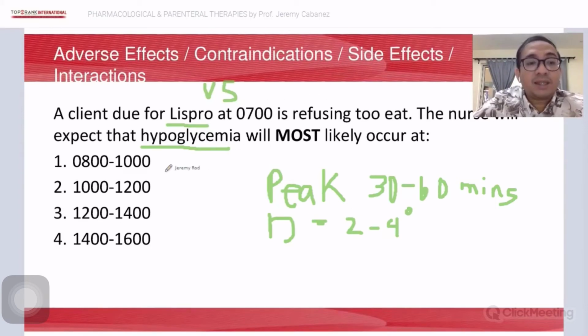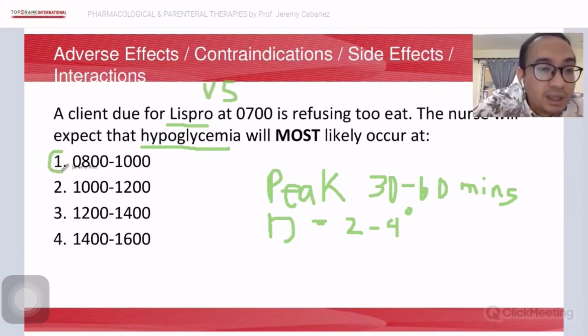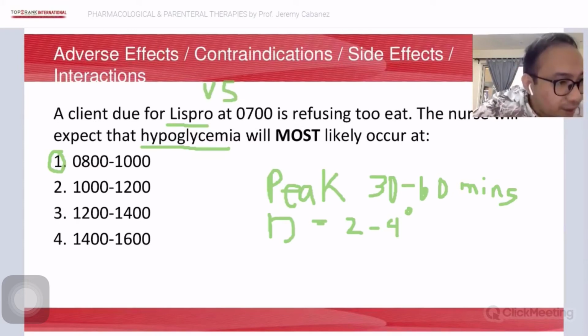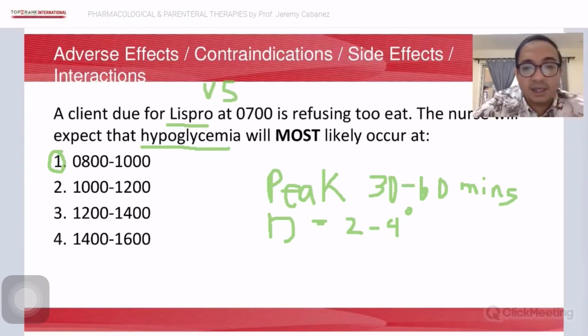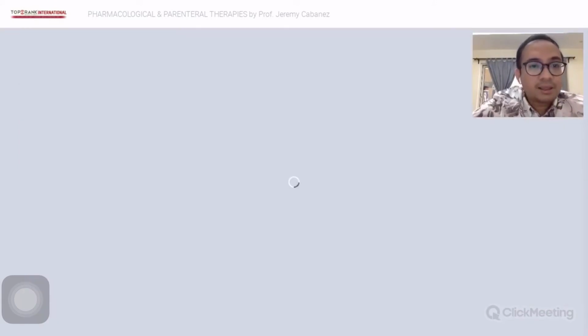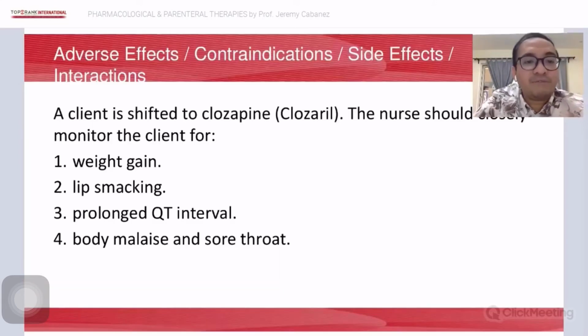Within 30 to 60, isa lang ang pasok dyan. Correct answer is number 1. So definitely, the correct answer is number 1. Okay? So number 1 is the correct answer. Sinong tumama? Uy, tumama po si Miss Jessan. Okay, congratulations. Okay, next. Talk about the next question about adverse effect, contraindication, side effects, and interaction.